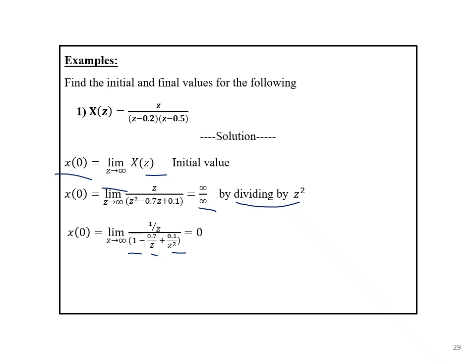We substitute z equals infinity. We get 1 over infinity equals 0, and for the denominator we get 1. 0 divided by 1 equals 0.